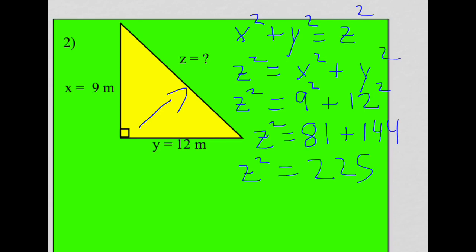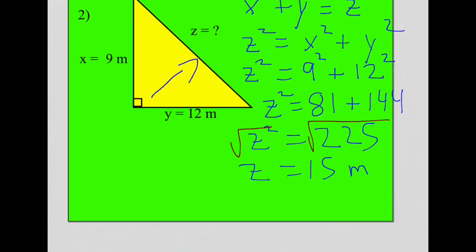Now we don't want to know the value of z squared, we want to know the value of z. So take the square root of z squared, and if you do that to one side, you have to do the same thing to the other side. Take the square root. So z equals 15. In this case, it's meters.